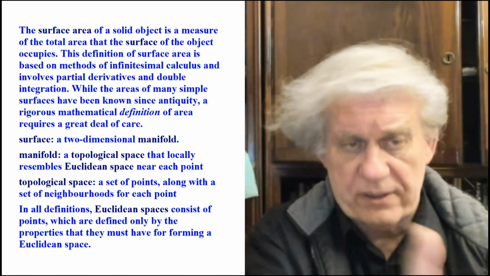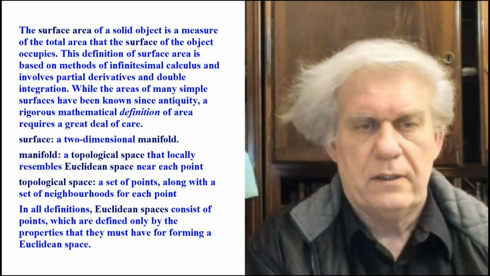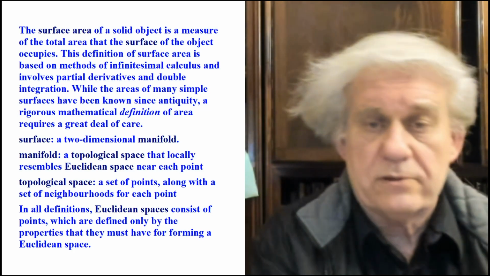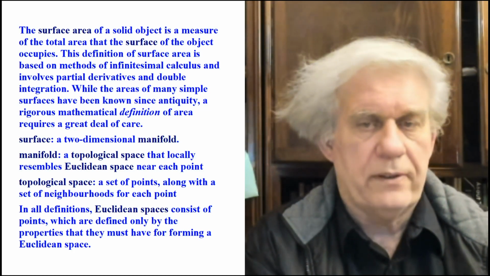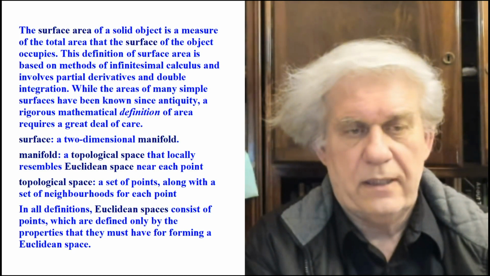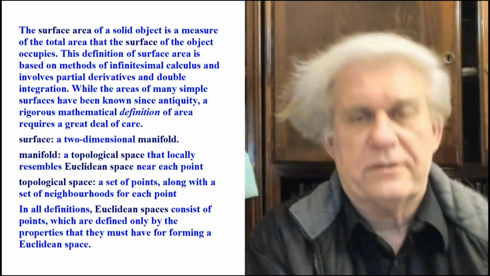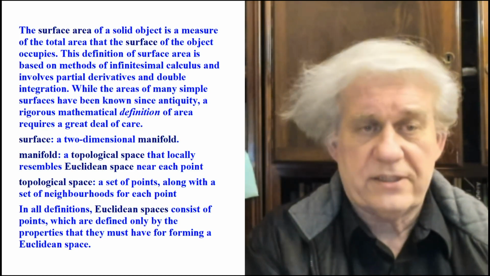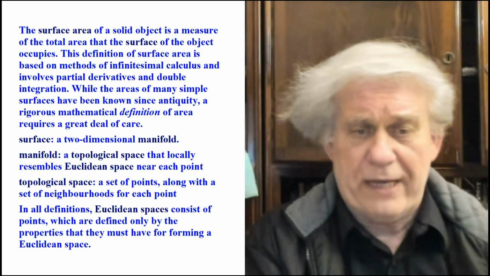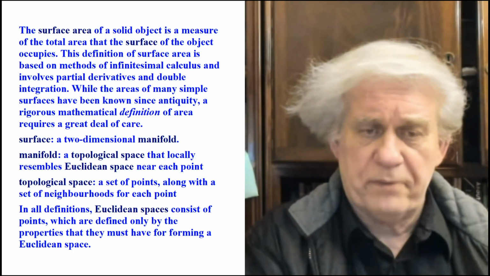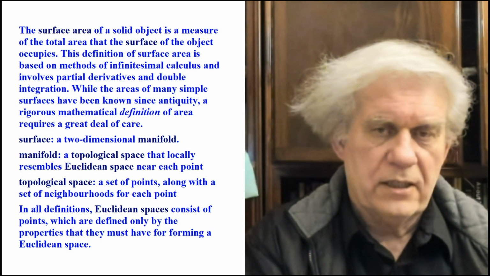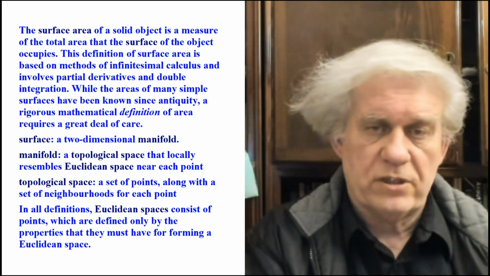Okay, so we look up surface, and what is surface? A two-dimensional manifold. What is a manifold? Okay, we looked that up. It's a topological space that locally resembles Euclidean space near each point. Okay, so what is a topological space? What is a set of points? And what is a Euclidean space? Well, it says it consists of points. So what is a surface? Well, apparently it's a bunch of points. I mean, that's what all this amounts to. It's just a bunch of points. What is a point according to Euclid? Well, we covered that in the past, and a point is a location. So a surface is a bunch of locations.